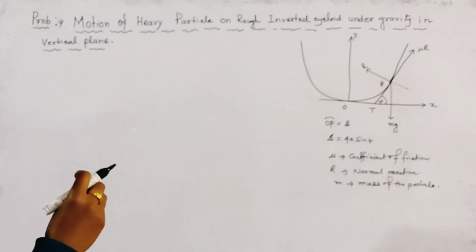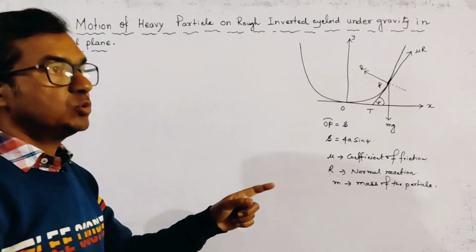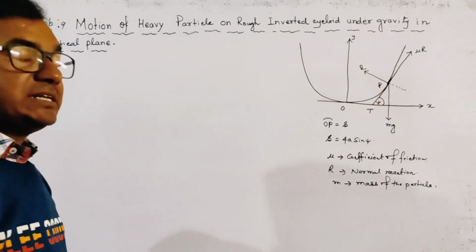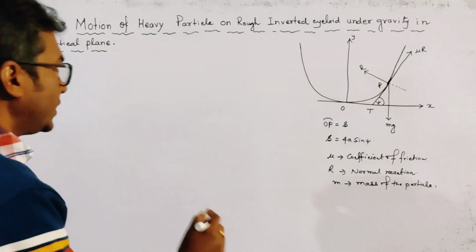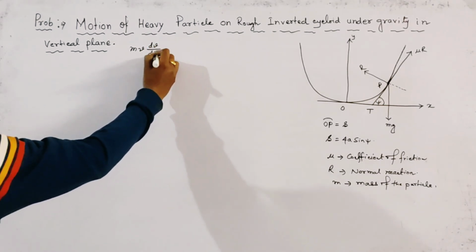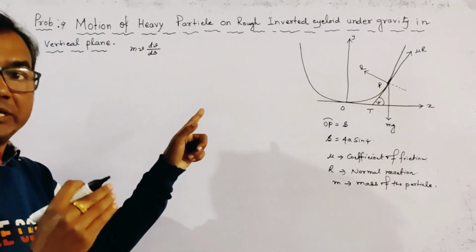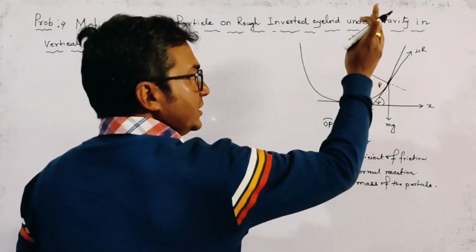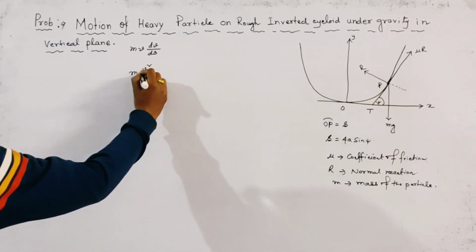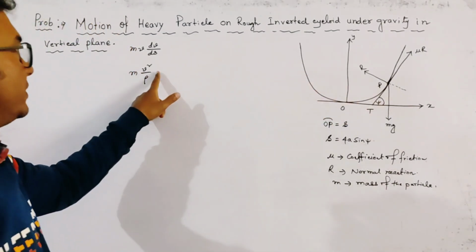Now here we consider the tangential and normal equations of motion of the particle to discuss the total cycloidal motion. We first write the tangential acceleration, which is m v dv/ds. This is the tangential acceleration, which acts in the direction where the arc length is increasing, that is, in the direction of TT. And the normal acceleration is given by m v squared by rho, where rho is the radius of curvature at the point P.